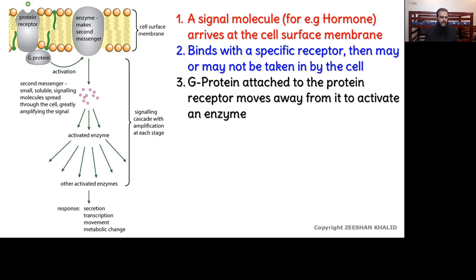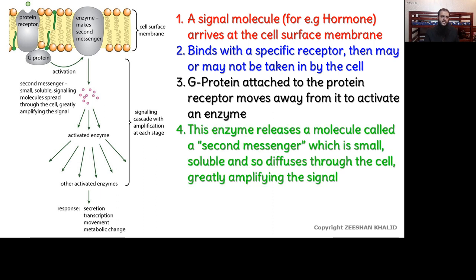All right, now the next thing is, you can see that the protein receptor has attached to it a peripheral or an extrinsic protein, which is known as a G protein. Now, the second step is that the G protein gets activated and it literally detaches itself from the protein receptor and it moves towards another enzyme, which you can see in the diagram. So point number 3 says the G protein attached to the protein receptor moves away from it to activate an enzyme. So the third point, we can see that the G protein detaches and it's now activating the enzyme.